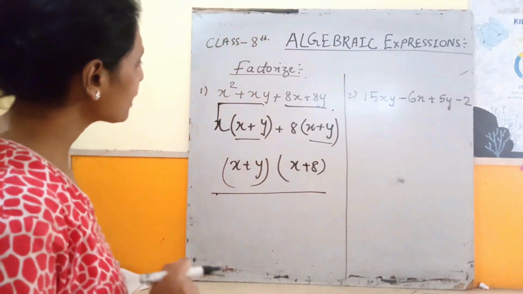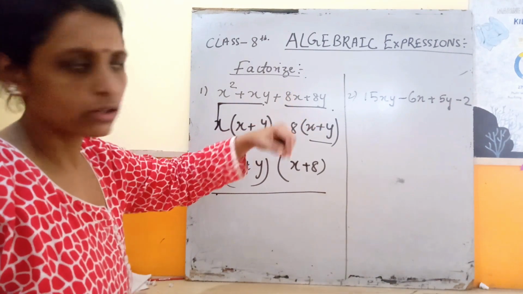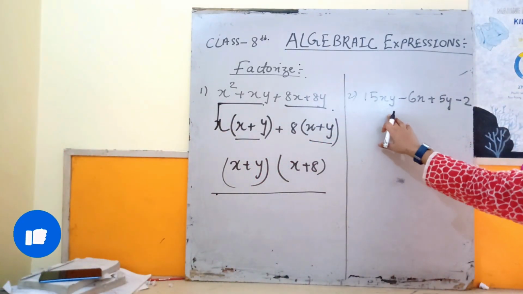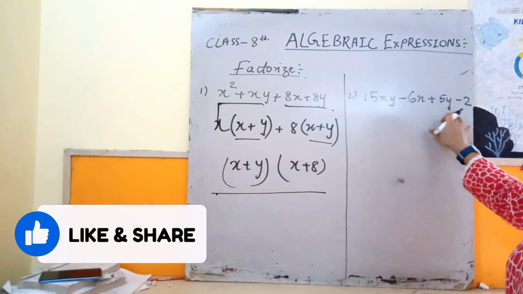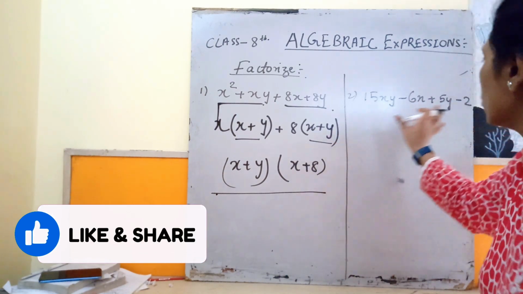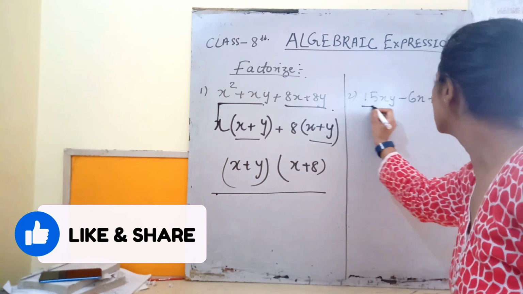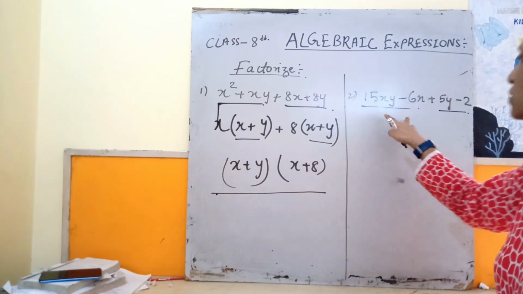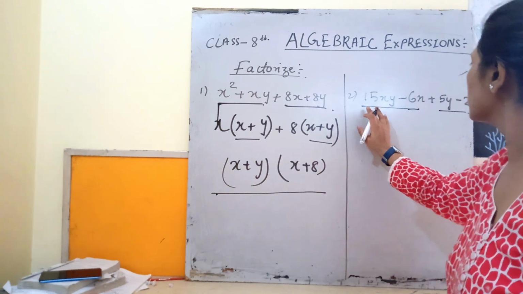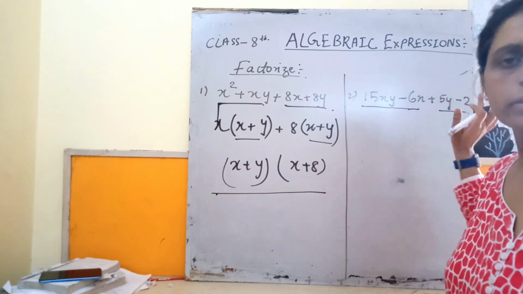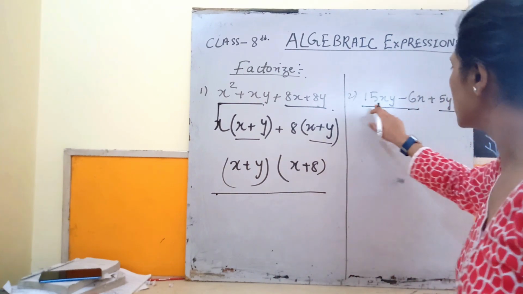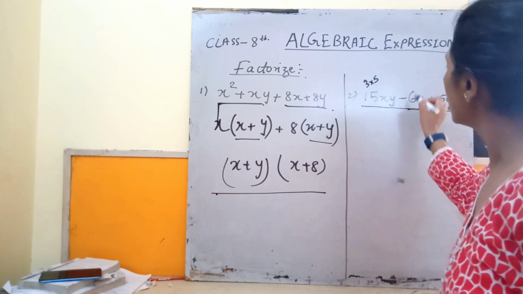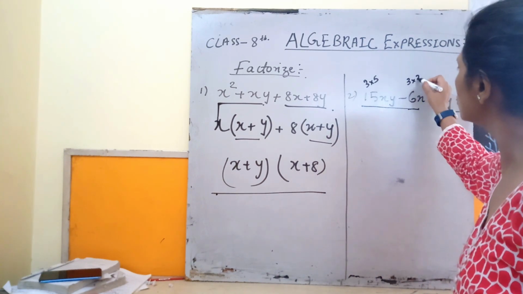Now let's see the second question. It is 15xy minus 6x plus 5y minus 2. Again we have four terms, so we can make two pairs out of these. In the first pair, the first term is 15xy and the second term is minus 6x. Now 15 can be written as 3 into 5 and 6 can be written as 3 into 2.